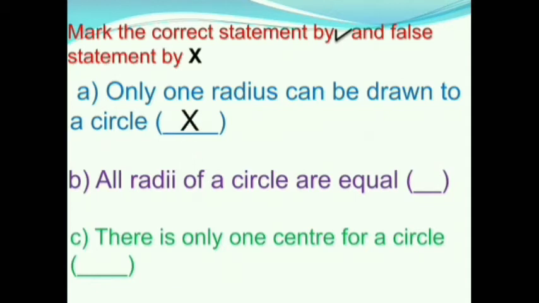Next question is, all radii of a circle are equal. Is it true or false? It is true. All radii are equal. Next question is, there is only one center for a circle. Is it true or false? Yes, it is true. There is only one center for a circle.